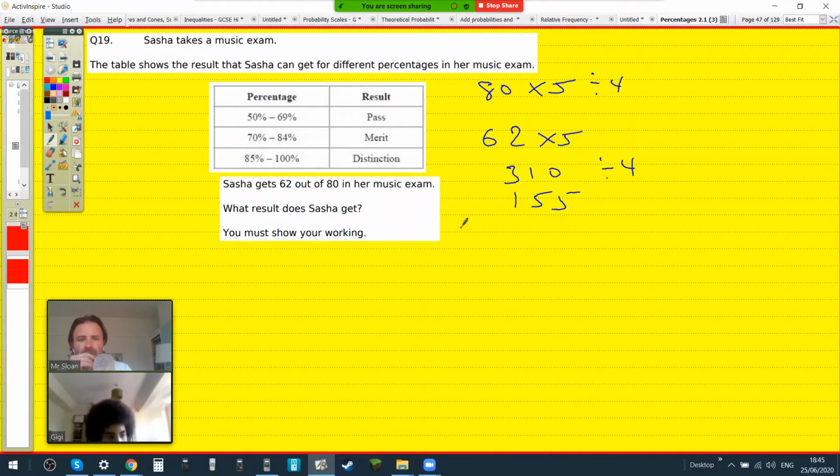77.5. And so which one is that? Merit. That's it. So they got 77.5%, and so they got a merit. So I think the difficulty was the dividing by 4 bit. Yeah, to divide by 4, you can just half it twice. In the same way, to times by 4, you can just double it twice.